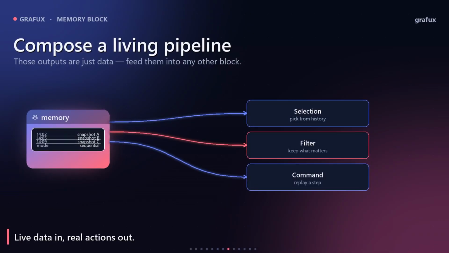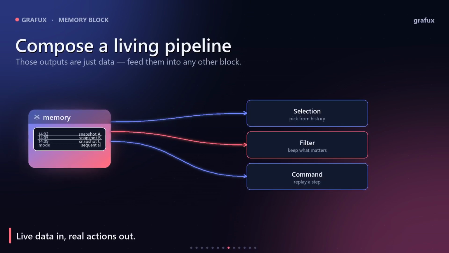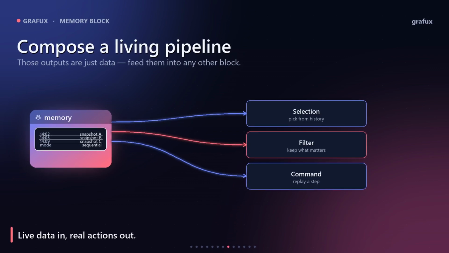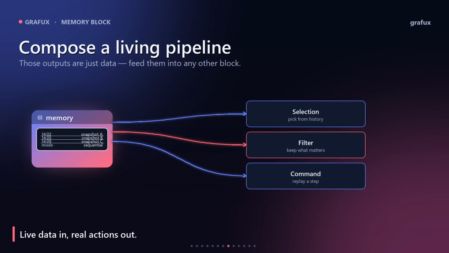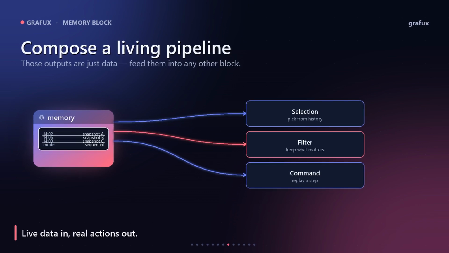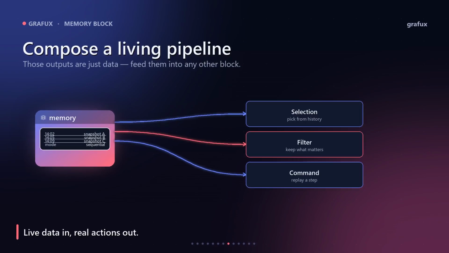And because those outputs are just data, the real power shows up when you compose. Feed the memory block into a selection block, a filter block, and a command block, and watch the whole thing come alive. In minutes, you have built a living, breathing pipeline visually with zero code. Change one block, and everything downstream updates automatically, always in sync.